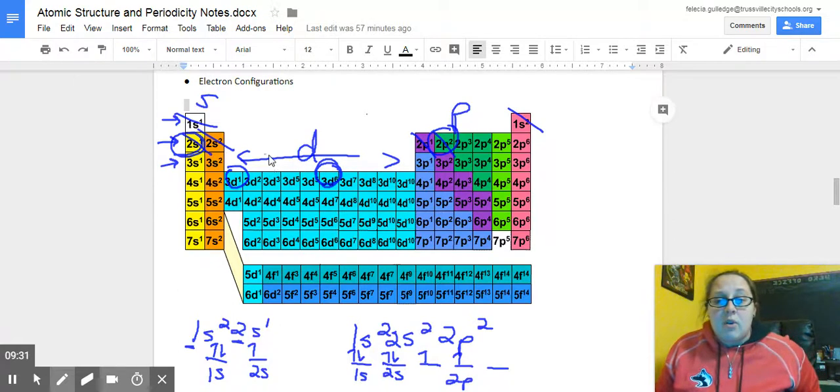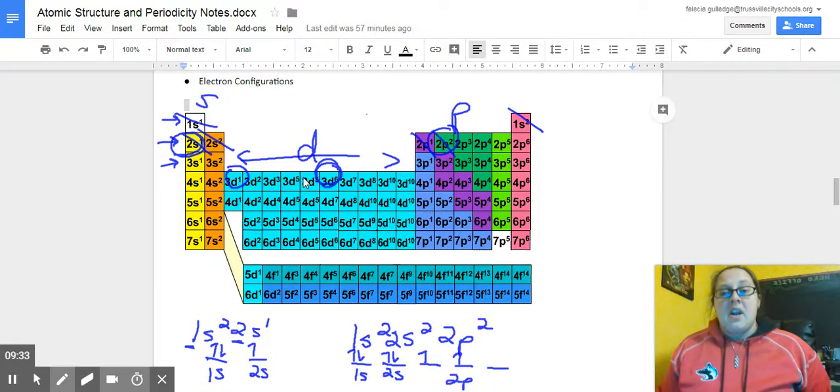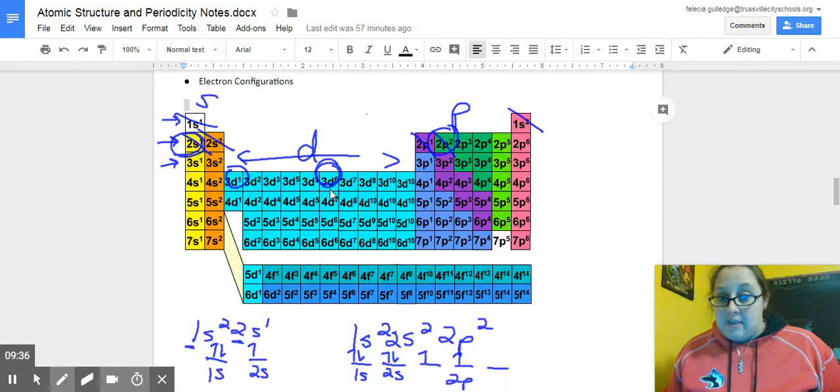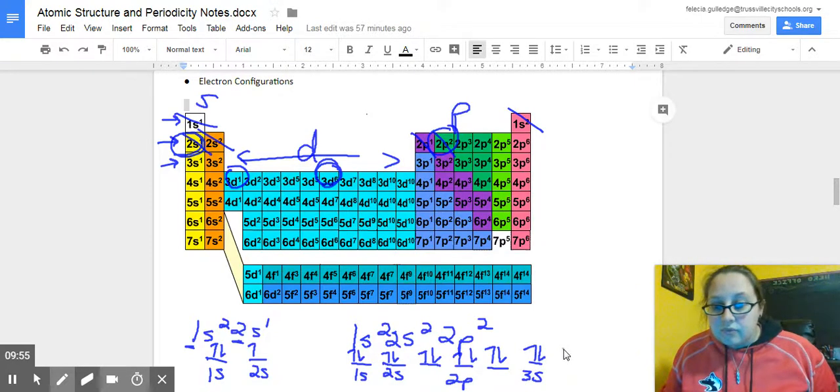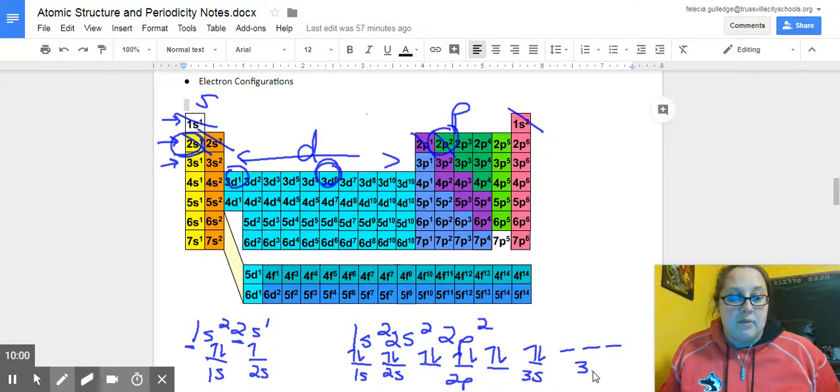If I wanted to do orbital notation for iron, that would take a lot of paper, but I would draw 1s with 2 arrows, 1s2, 2s2, 2p6. I would fill out this whole entire thing. There's your 2p6. We would have 3s2, so 3s, 1, 2. We'd have 3p6, so 1, 2, 3. That would be 3p, 1, 2, 3, 4, 5, 6.